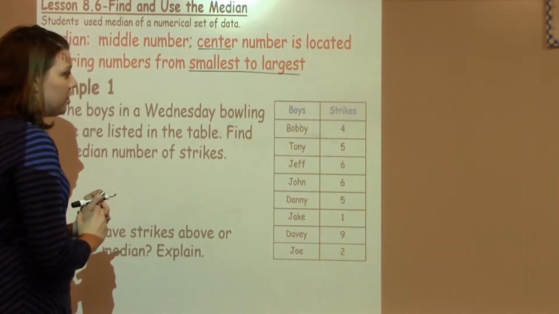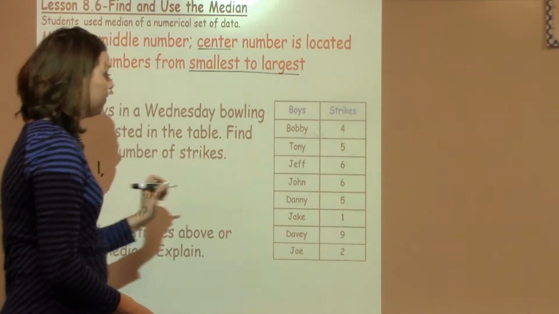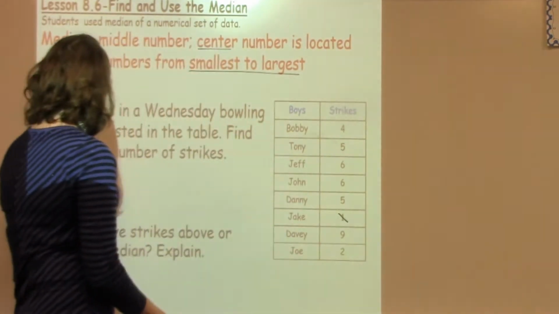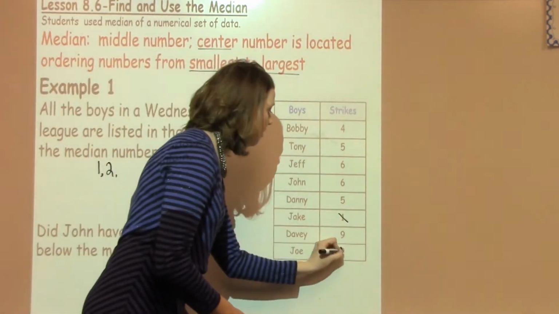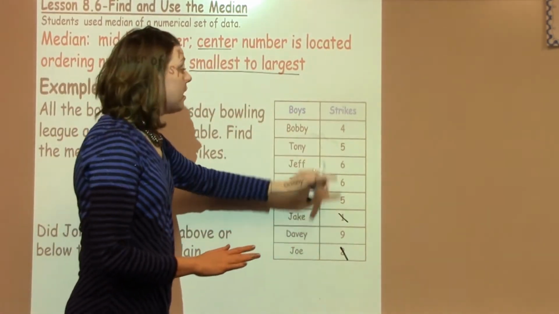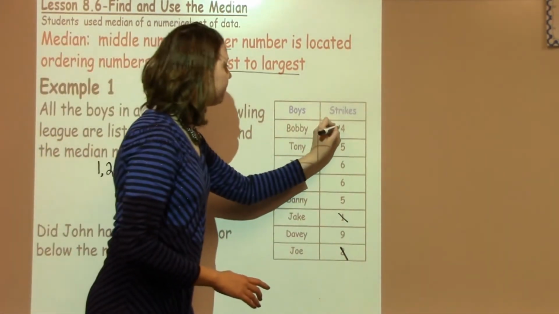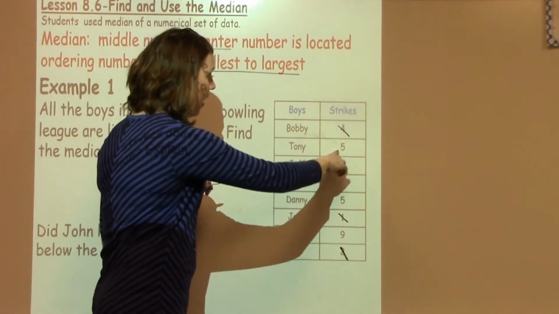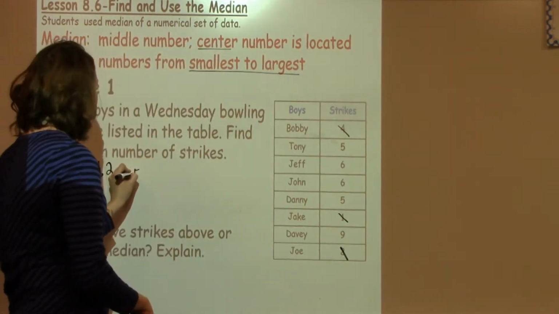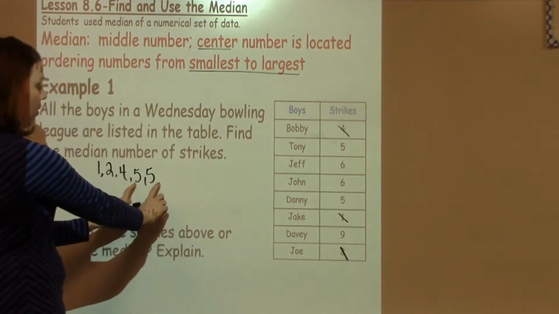The very first thing I want to do is look through my table, and I see I've got 1. I'm going to write that down and cross it off. Looking through my table, I see Joe has 2. Write that down, cross it off. Looking through again, I don't see any 3, so I don't write out 3s, but I do see a 4 with Bobby, so I'll write down 4. Looking at 5, I've got a 5 for Tony and a 5 for Danny. I'm going to write those both down, because there's 1 for Tony and 1 for Danny, therefore I've got 2 5s.